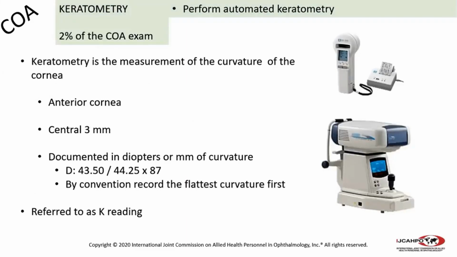Keratometry is 2% of the COA exam, and you perform automated keratometry. Keratometry is the measurement of the curvature of the cornea, specifically the anterior cornea, in the central 3 millimeters of it. It's documented in diopters or millimeters of curvature.